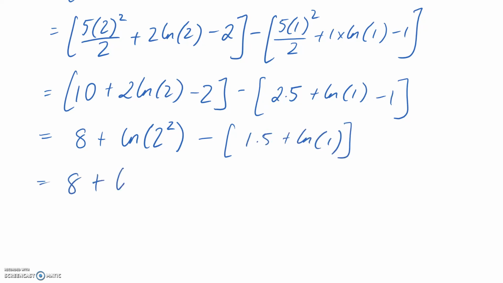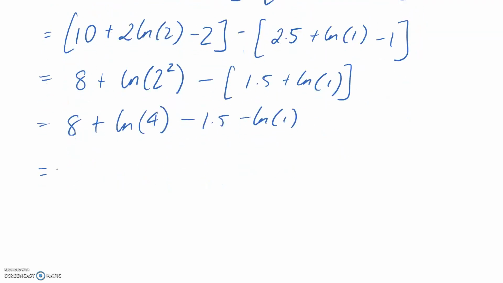Alright, keeping on going, let's keep this. So this expands to 4. Got minus 1.5 minus the natural log of 1. 8 minus 1.5, that's going to leave us with 6.5.